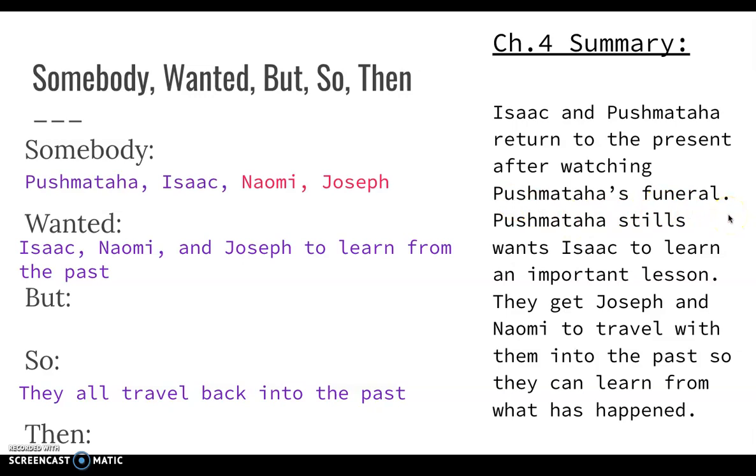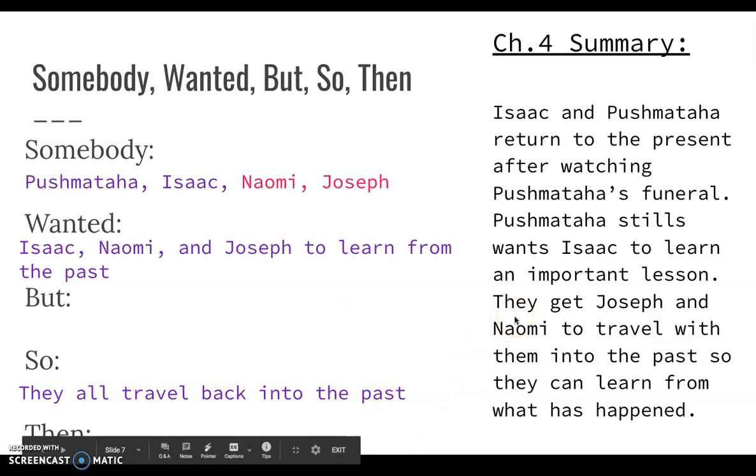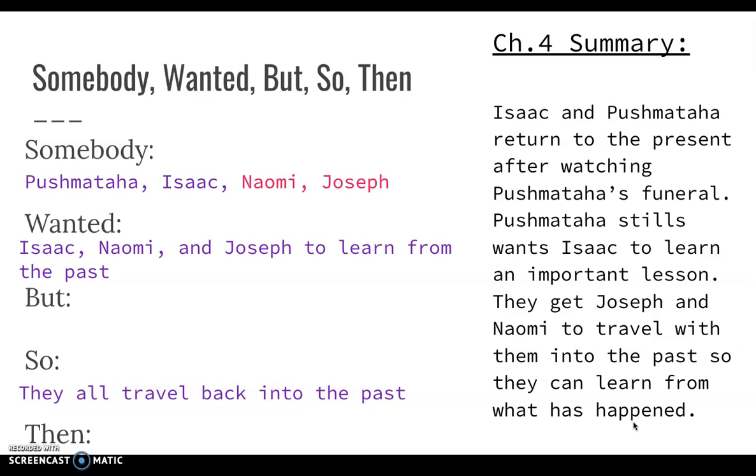And then the next sentence says, Pushmataha still wants Isaac to learn an important lesson. So we reference that learning a lesson in the next sentence and what he wants. And then I add in the Joseph and Naomi part. They get Joseph and Naomi to travel with them into the past so they can learn from what has happened. So I didn't want to repeat that word past again. I've already talked about the past now a few times. So I just switched up my wording. Again, I'm using my own words.